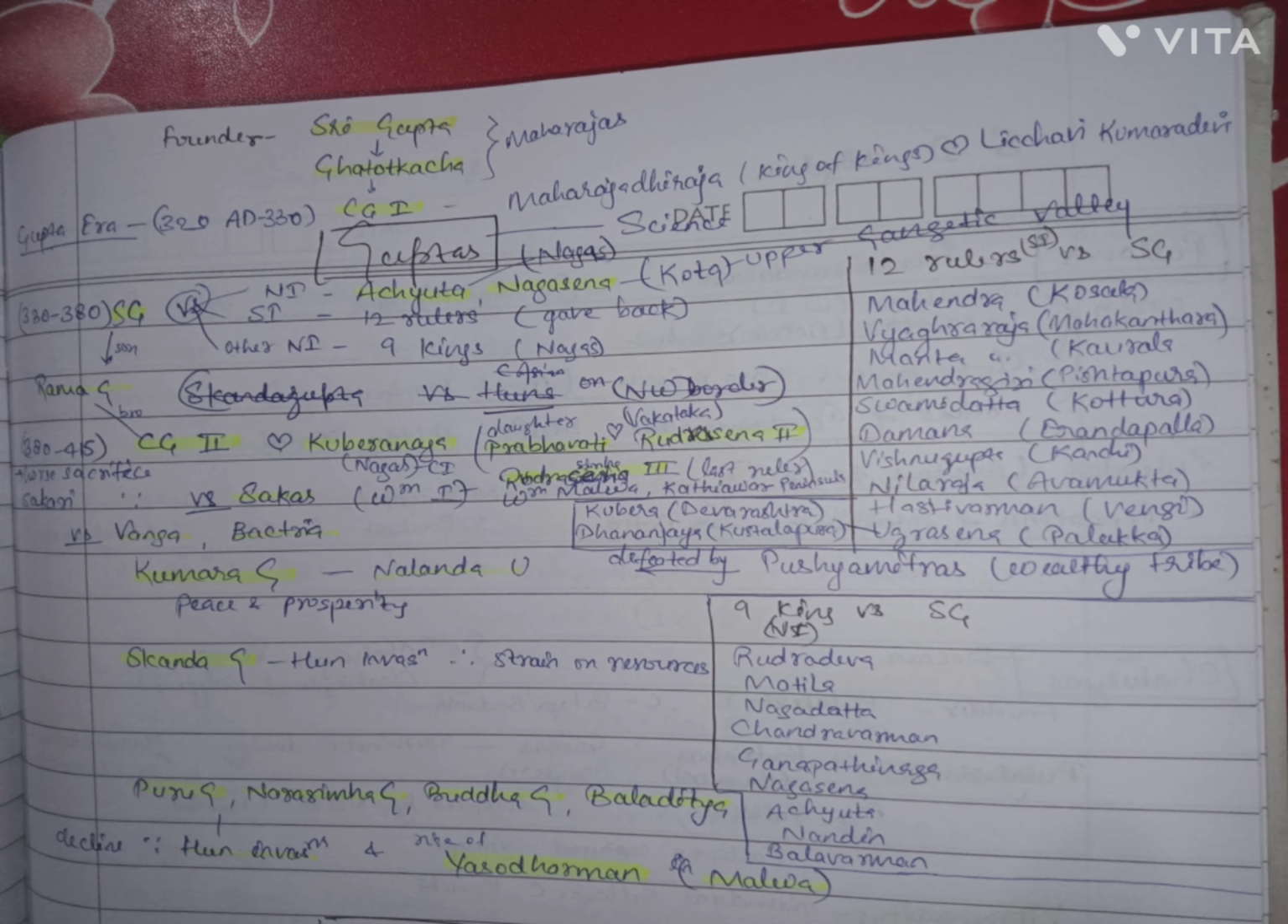The Mehrauli Iron Pillar inscription mentions his extensive conquests, Chandragupta I. So, Mehrauli Iron Pillar and Allahabad Pillar, Samudragupta. Chandragupta I is considered to be the founder of the Gupta era. So Gupta era का founder चंद्रगुप्त वन है, but dynasty का founder श्रीगुप्त है. Chandragupta I is considered to be the founder of the Gupta era, which starts with his accession in AD 320.